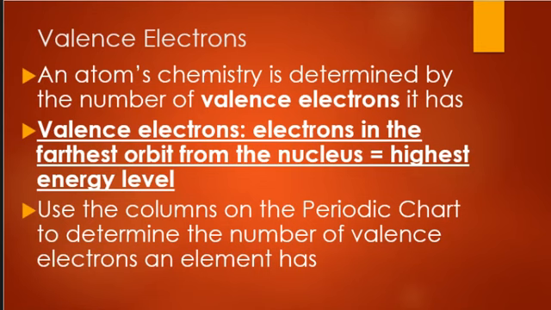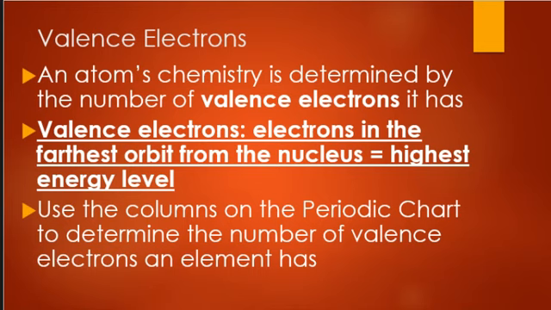So we're looking for something called the valence electrons, not to be confused with a valence, something that goes in the window. They're spelled the same way, but the valence electron is what we're looking for. One of your first blanks in your book, right there at the top, electron configurations and the periodic chart: an atom's chemistry is determined by the number of valence electrons it has. You're going to write valence electrons in that first blank. Use the blank on the periodic chart to determine the number of valence electrons. You're going to use the columns, so write column in there.